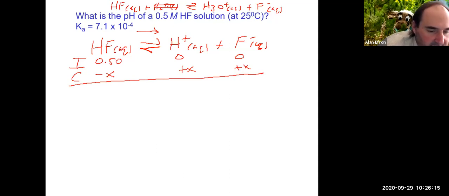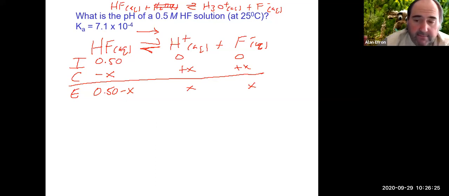And that means when we reach equilibrium, we would have 0.5 minus X, X, and X. Any questions on the ice table? So again, very identical to what we did in the previous chapter here. Really our main goal here is to figure out what this is at equilibrium. So we really do want, in this case, to figure out what X is.